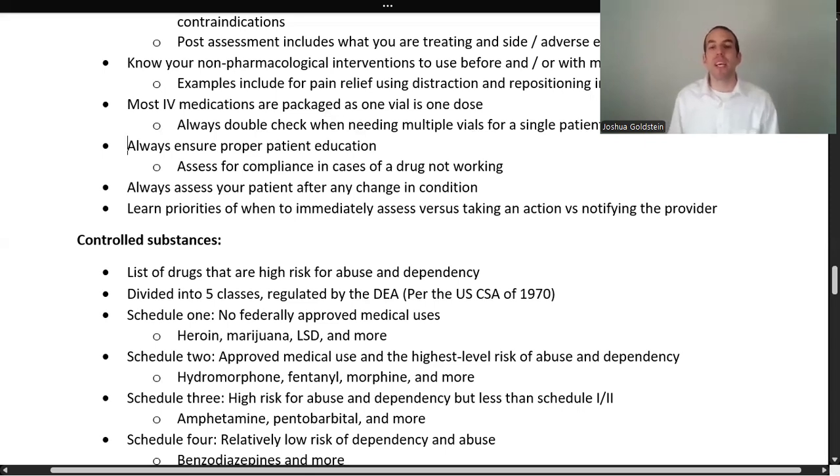Next, we have Schedule 2. Schedule 2 is the highest risk of abuse and dependency, but it does still have some legitimate medical uses, and that includes fentanyl, morphine, hydromorphone, and more.